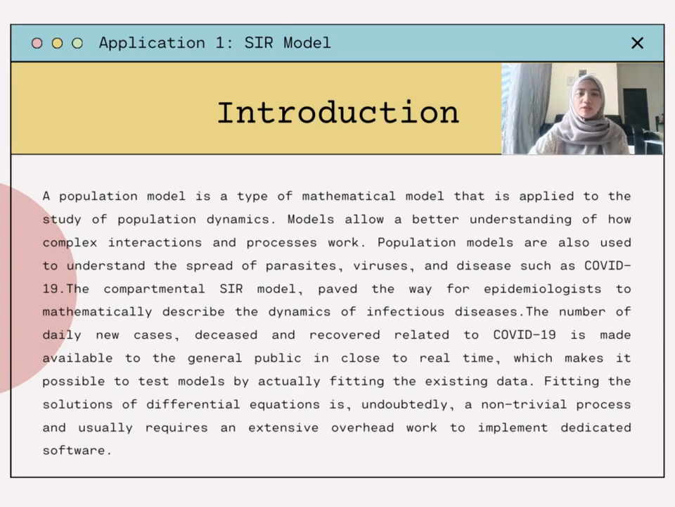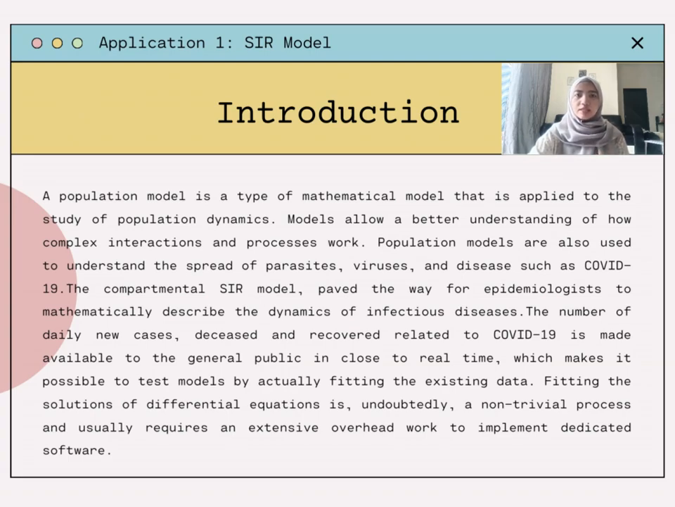Introduction. A population model is a type of mathematical model that is applied to the study of population dynamics. Models allow a better understanding of how complex interactions and processes work. Modeling of dynamic interactions in nature can provide a manageable way of understanding how numbers change over time or in relation to each other. Many patterns can be noticed by using population modeling as a tool.